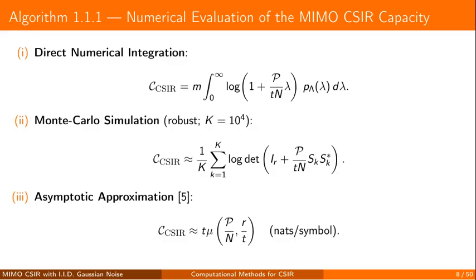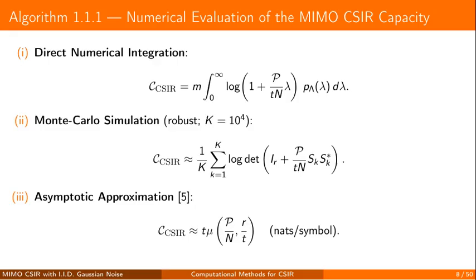More explicitly, the three methods work as follows. The first is direct numerical integration. We integrate the logarithmic capacity function against the eigenvalue density, from 0 to infinity. The second is Monte Carlo simulation. Here we draw many independent channel realizations, typically 10,000.